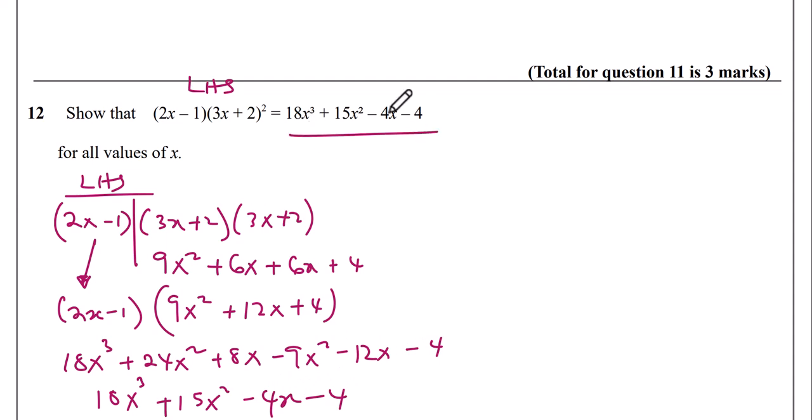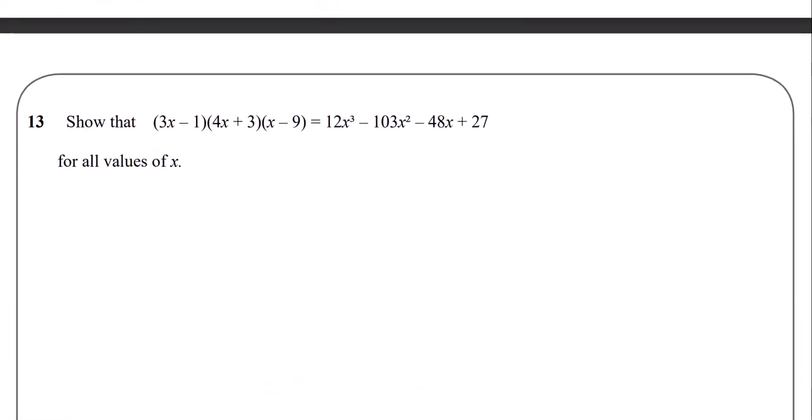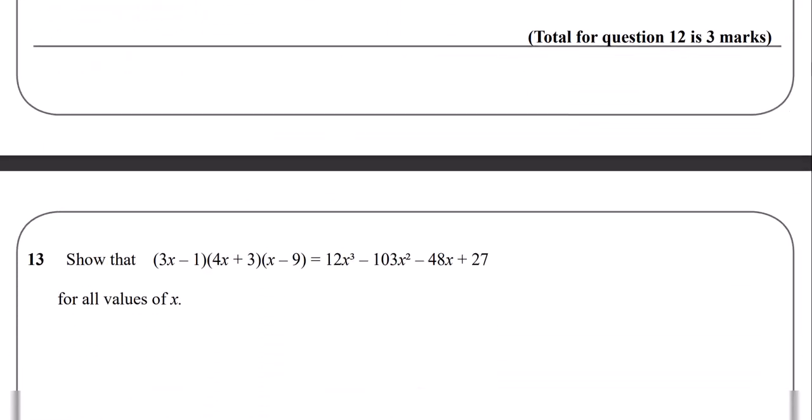Now if you look at the right hand side here, that's the same thing as what you have here, right? So we have just proved it, that it is 18x cubed plus 15x squared minus 4x minus 4. Okay, I guess this will be the last question.